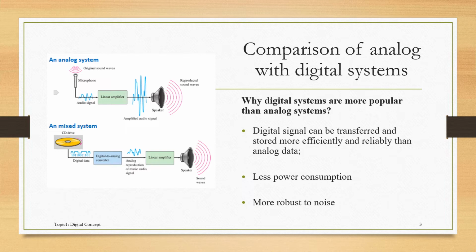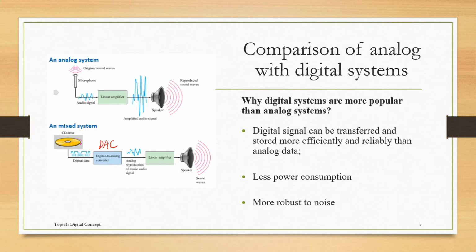The second example shows a CD player system circuit. In this case, the information is stored in a digital form. So whenever we want to play the music or sound from the CD, the digital signals will go through a device called DAC, digital to analog converter, to be converted to analog signals. Then these analog signals will go through the amplifier and speaker to be heard as sound.